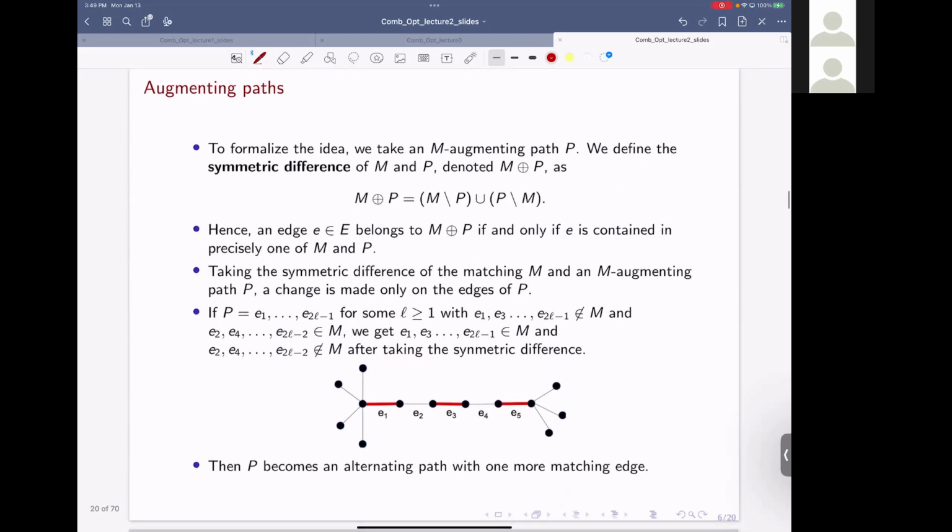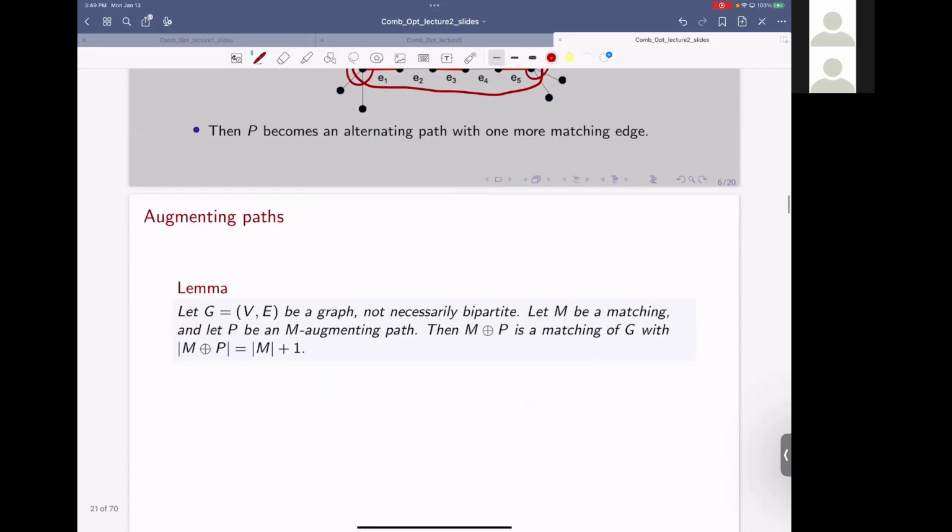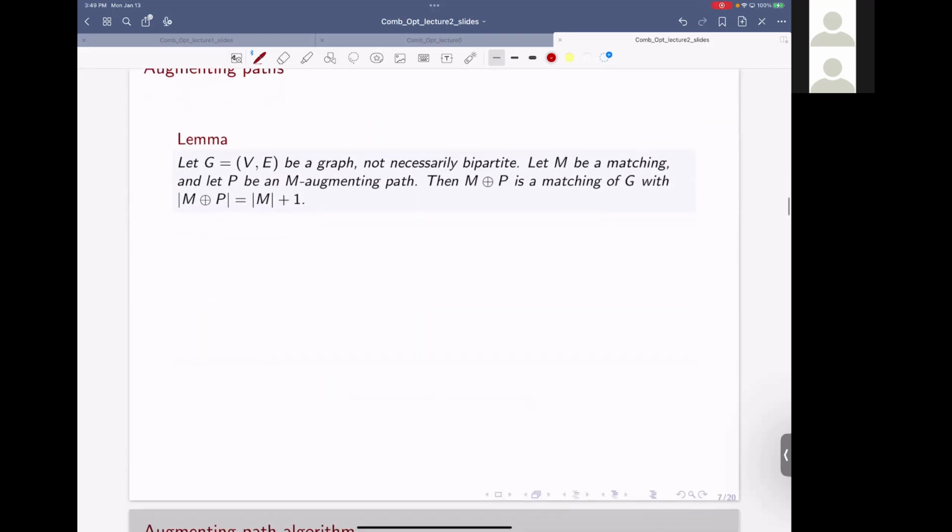Then this thing is no longer this path. Now this is an M alternating path, right? But the last two ends, which are these two vertices, are now covered. So this is no longer an augmenting path. Okay. So you can prove this, but instead of going over the proof, let me leave it as an exercise. But I have already explained the main idea behind it.